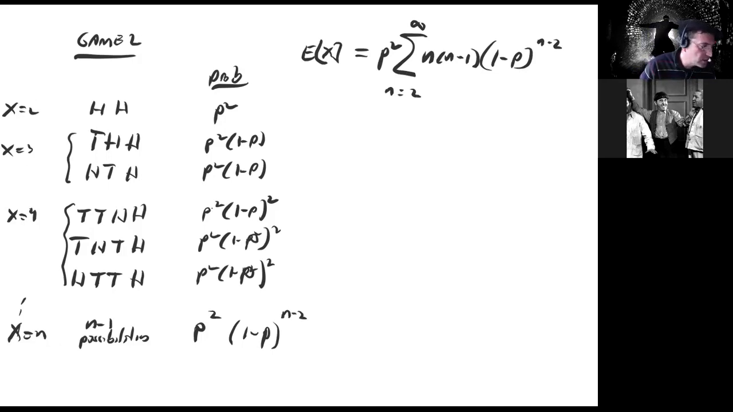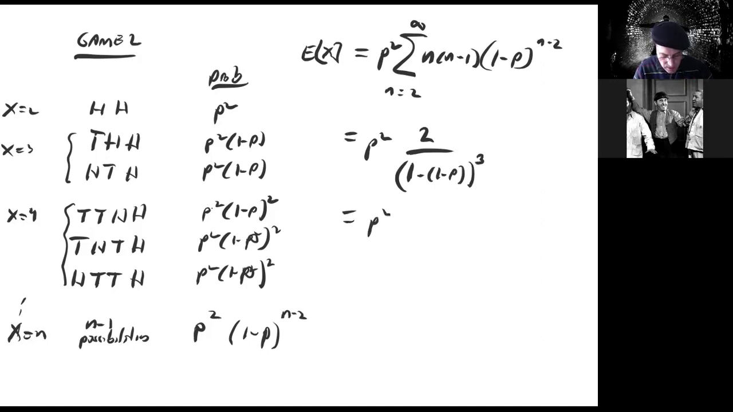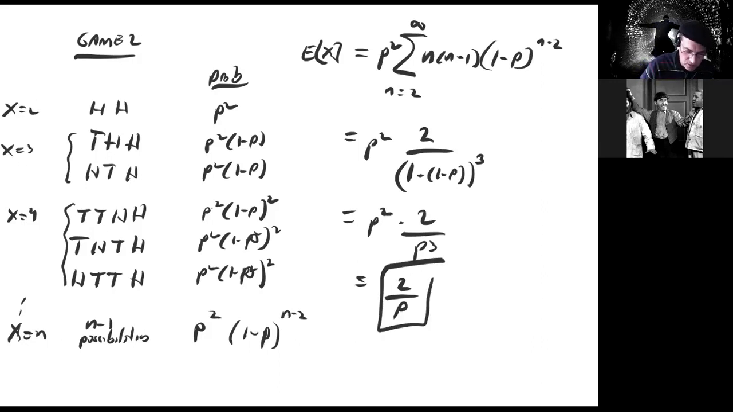So now we appeal to the other formula that I wrote down at the beginning, to get that this is p squared times the quantity 2 over 1 minus (1 minus p) cubed, since x is 1 minus p here. In other words, p squared times 2 over p cubed. In other words, 2 over p. So that's the expected value of this game. And notice if p is 1/2, you get an expected value of 4, which is consistent with what we talked about in the previous lecture.